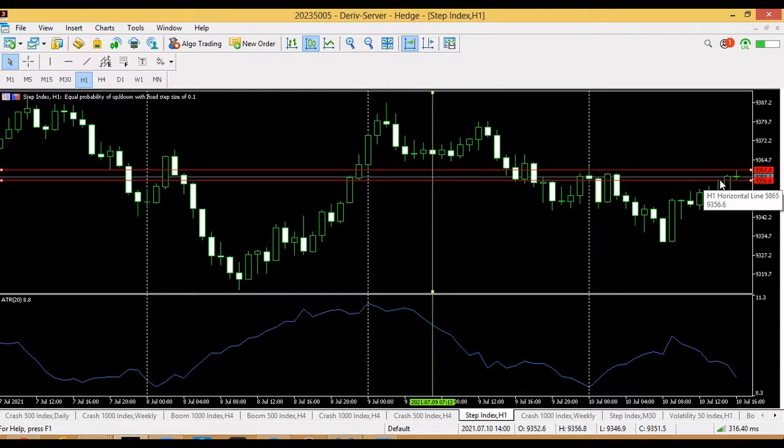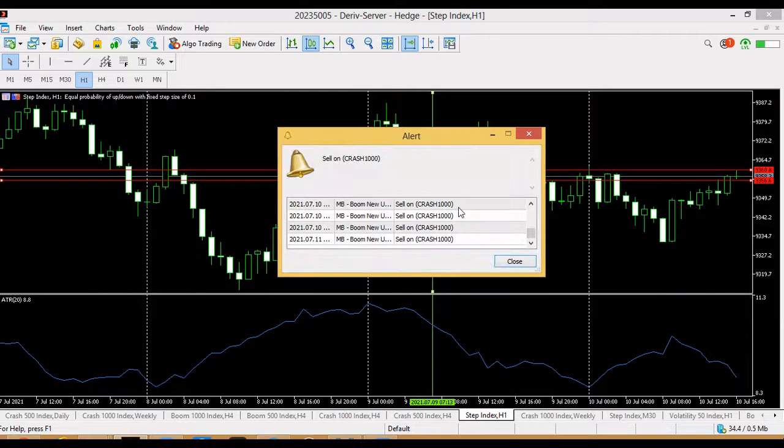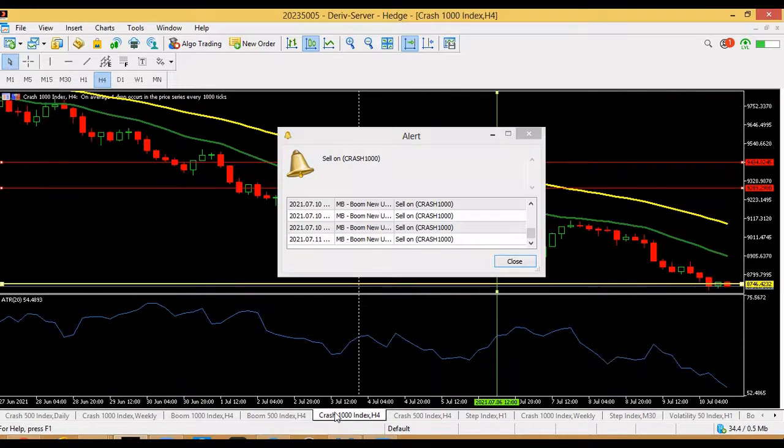So you see, look at it here. I have gotten 50, 60. You see, this is 4 pips, so you will add 8 pips from this 4 pips. Sell signal. This is a live sell signal from Crash 1000, and I saw the signal.